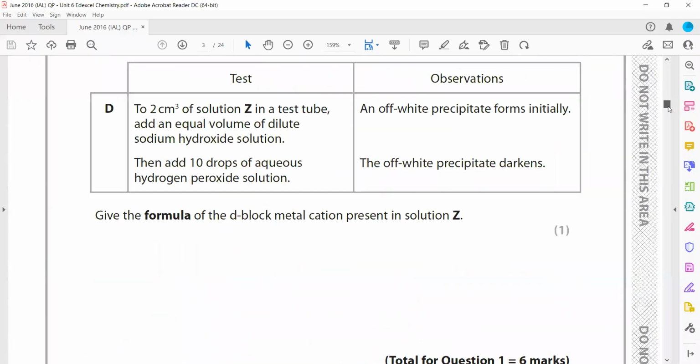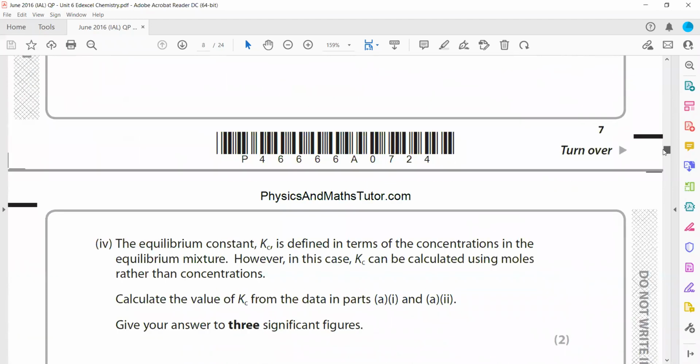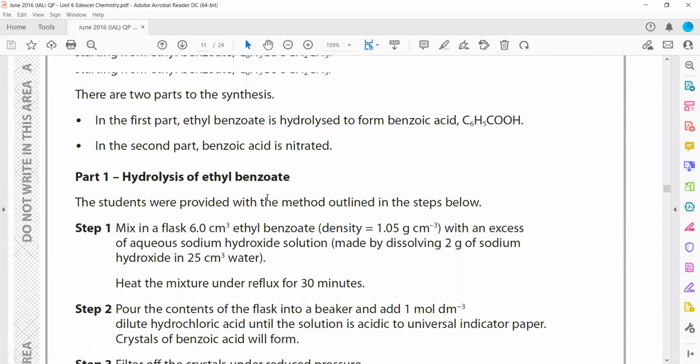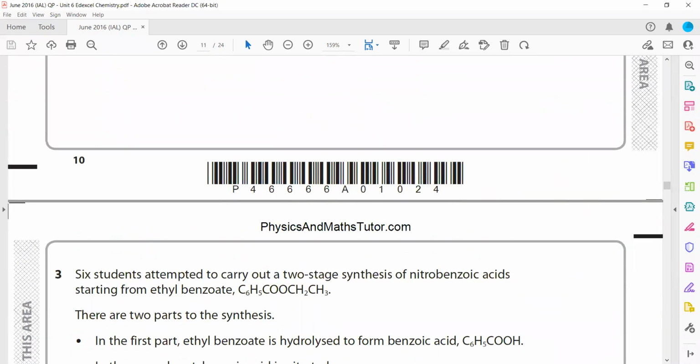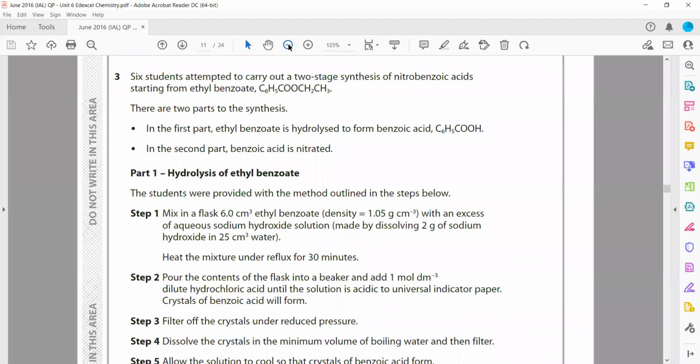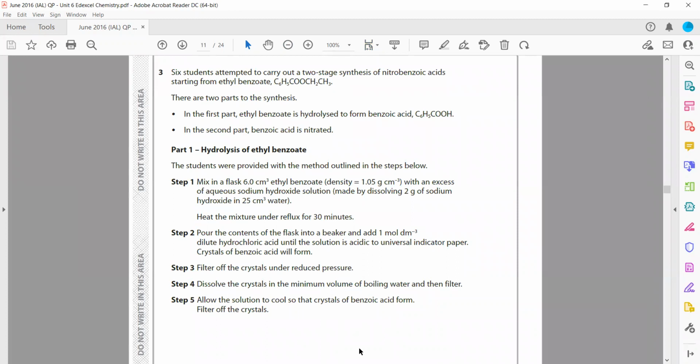So June 2016 paper, we did question 1 and 2. In question 3, six students attempted to carry out a two-stage synthesis of a nitrobenzoic acid starting from ethyl benzoate.